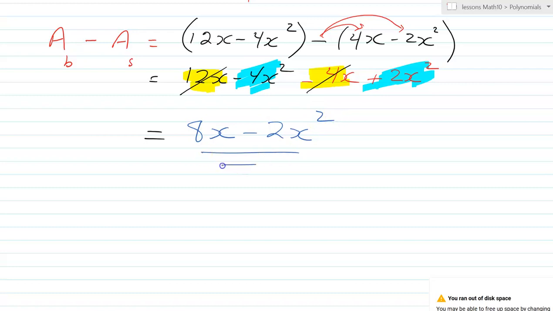So this is the area of the yellow region in terms of a polynomial expression. That is it. Great.